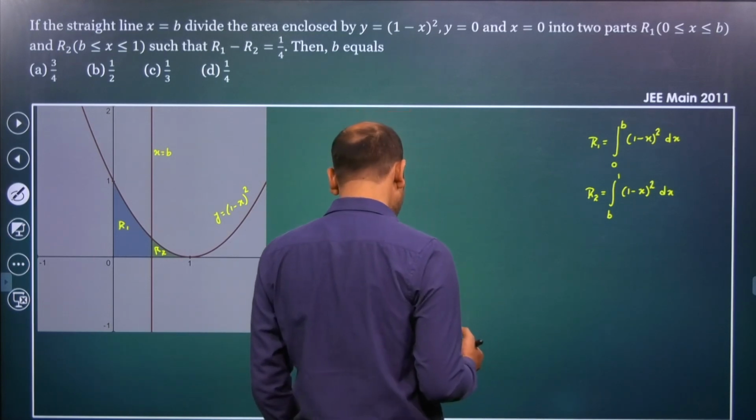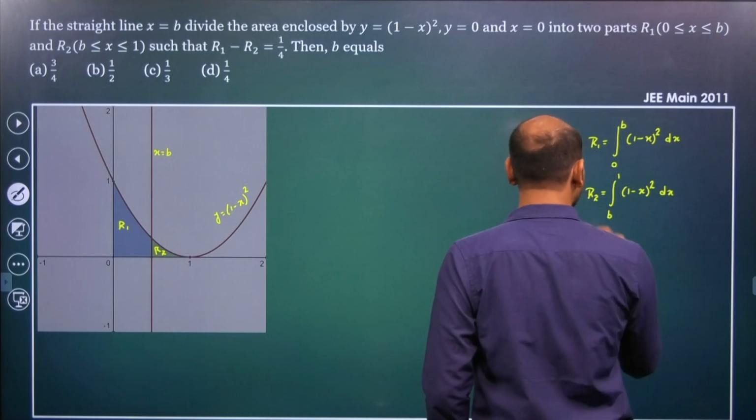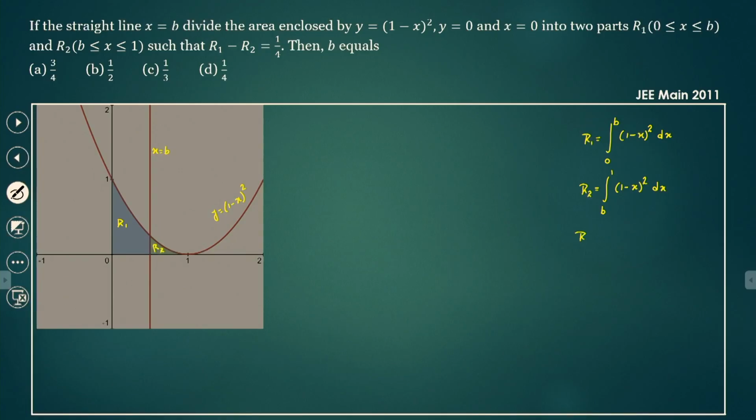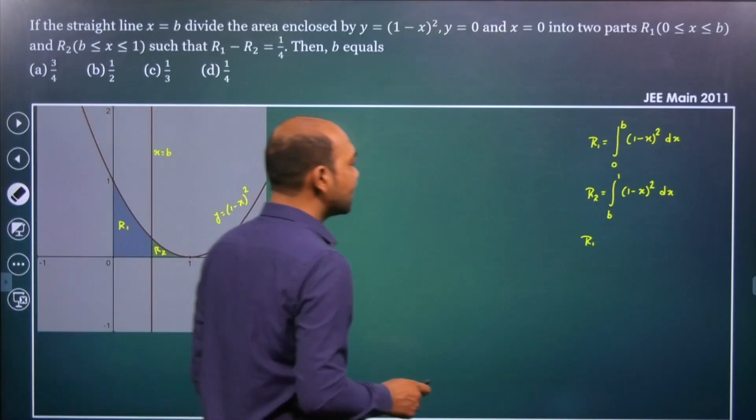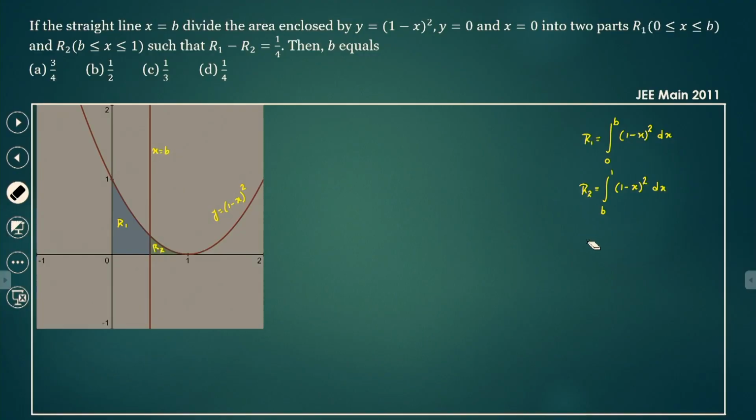So let's go ahead and do this integration. We can see that in both cases our integrations are the same. So first we try to find the indefinite integration and then we put the values at the end. So first we consider that integration, (1 minus x) whole square dx. For this we can easily consider 1 minus x is equal to z.